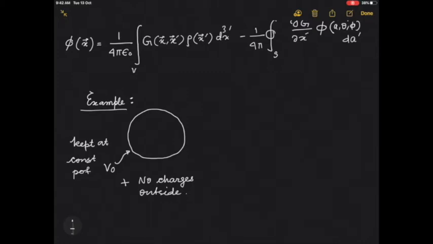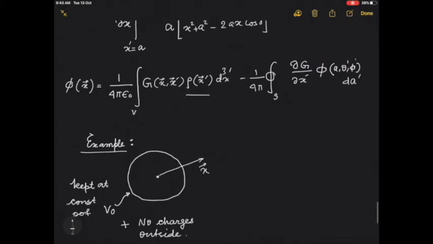And I am seeking an exterior solution of the problem, which means that I want to know the potential at any point outside. The origin I have chosen to be here. So I want to know the potential at x. x is outside the sphere. Outside there is no charge, so the first term is 0, rho is 0 everywhere. So phi(x) is entirely given by the second term, which is minus 1 by 4 pi.